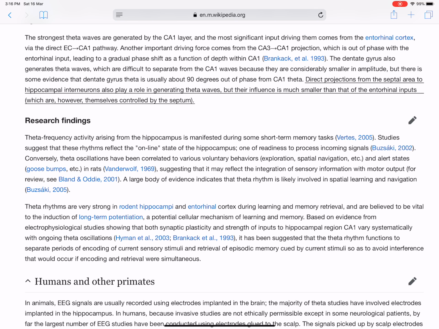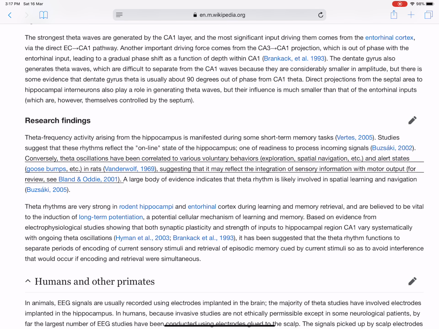Research findings. Theta frequency activity arising from the hippocampus is manifested during some short-term memory tasks. Wirtz, 2005. Studies suggest that these rhythms reflect the online state of the hippocampus, one of readiness to process incoming signals. Buzsaki, 2002. Conversely, theta oscillations have been correlated to various voluntary behaviors, exploration, spatial navigation, etc., and alert states, goosebumps, etc. In rats, van der Wolf, 1969, suggesting that it may reflect the integration of sensory information with motor output. For review, see Bland and Oddi, 2001.